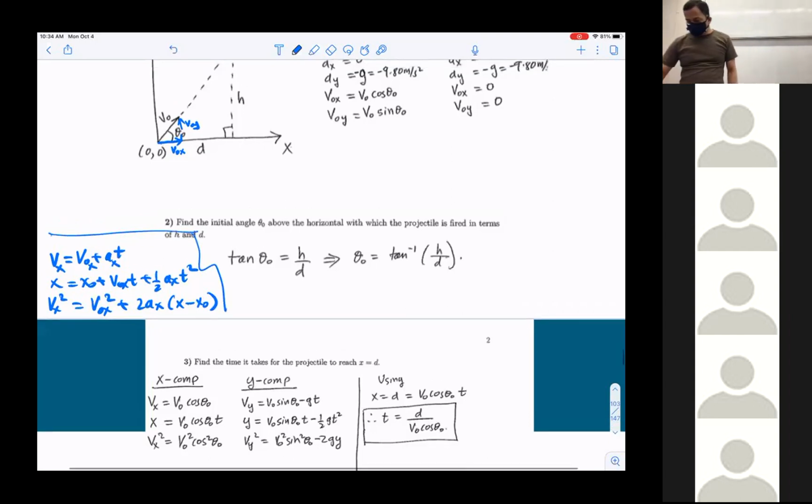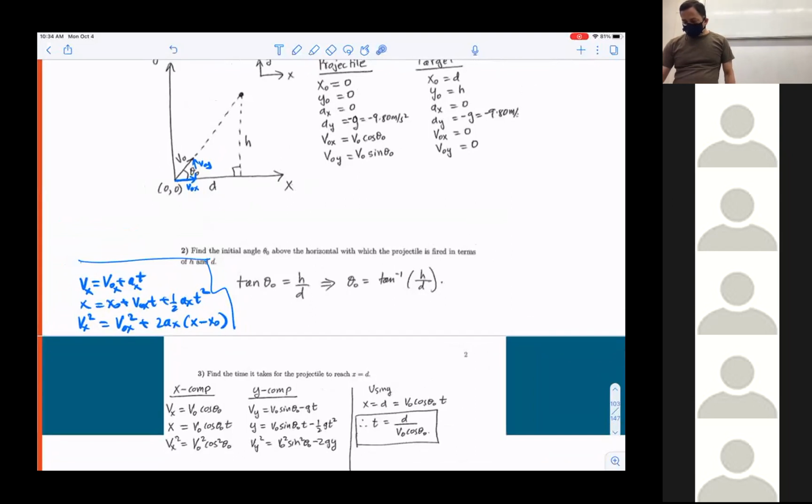So if I look over here for the projectile, the question is, at what time does the projectile reach x equaling d? Then I see that my ax is 0. Therefore, my vx is just equal to v naught x, which is just v naught cosine theta naught. For x, x naught is 0, so I have v naught x times t, which is v naught cosine theta naught times t. Ax here is 0, so that doesn't contribute. And then you have vx squared equals v naught x squared, and this term here is 0, and that gives you this.